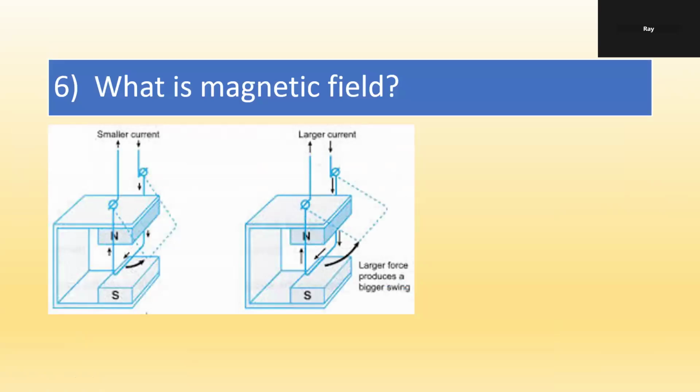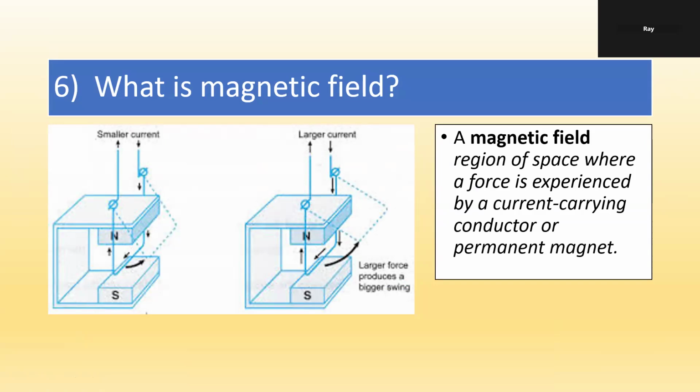What is a magnetic field? Magnetic field: region of space where a force is experienced by a current carrying conductor or permanent magnet. Right? It's deflected. This conductor is deflected because it is present in the magnetic field.